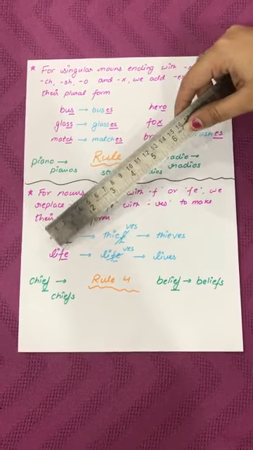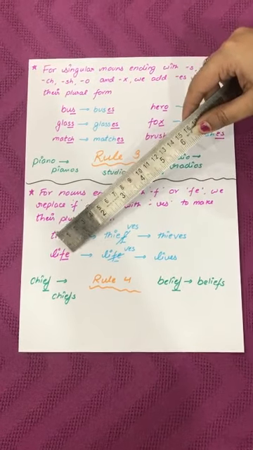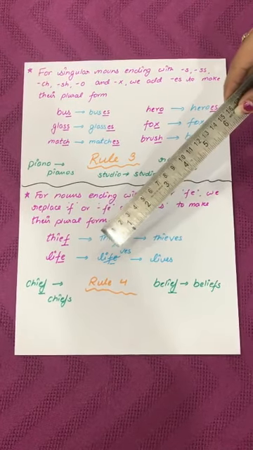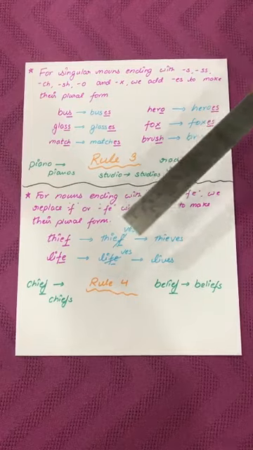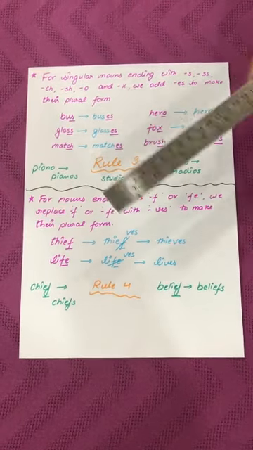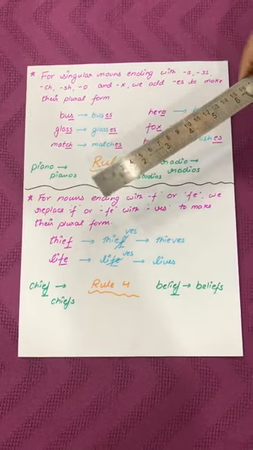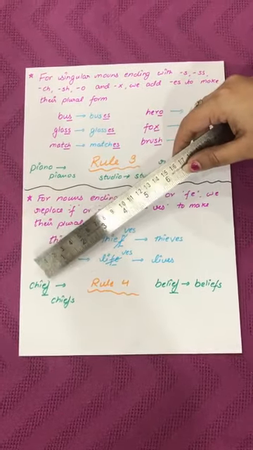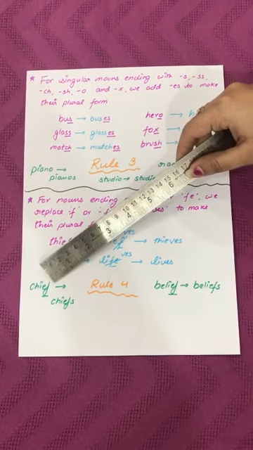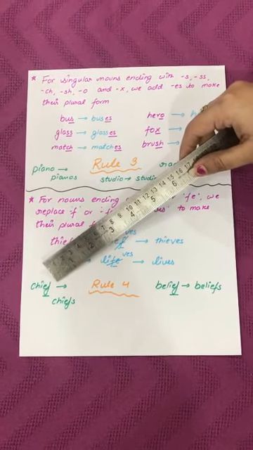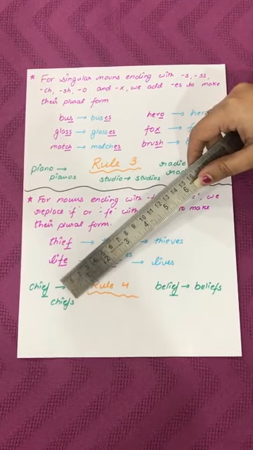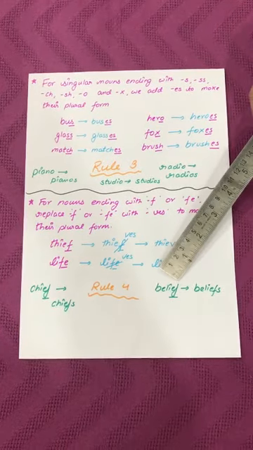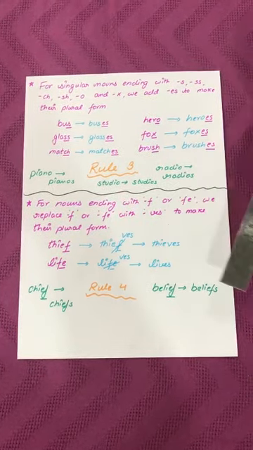The word life ends with FE. So what have we done? Instead of FE, we have used the letters VES. So it becomes lives. In rule number 3, there were some exceptions. Here also we have some exceptions. For example, chief. Now the word chief ends with a F, but we are not replacing the F with VES. Instead, what are we doing? We have just added an S to it. So this is an exception and this doesn't follow the rule. Similarly, belief also doesn't follow the rule and belief becomes beliefs.